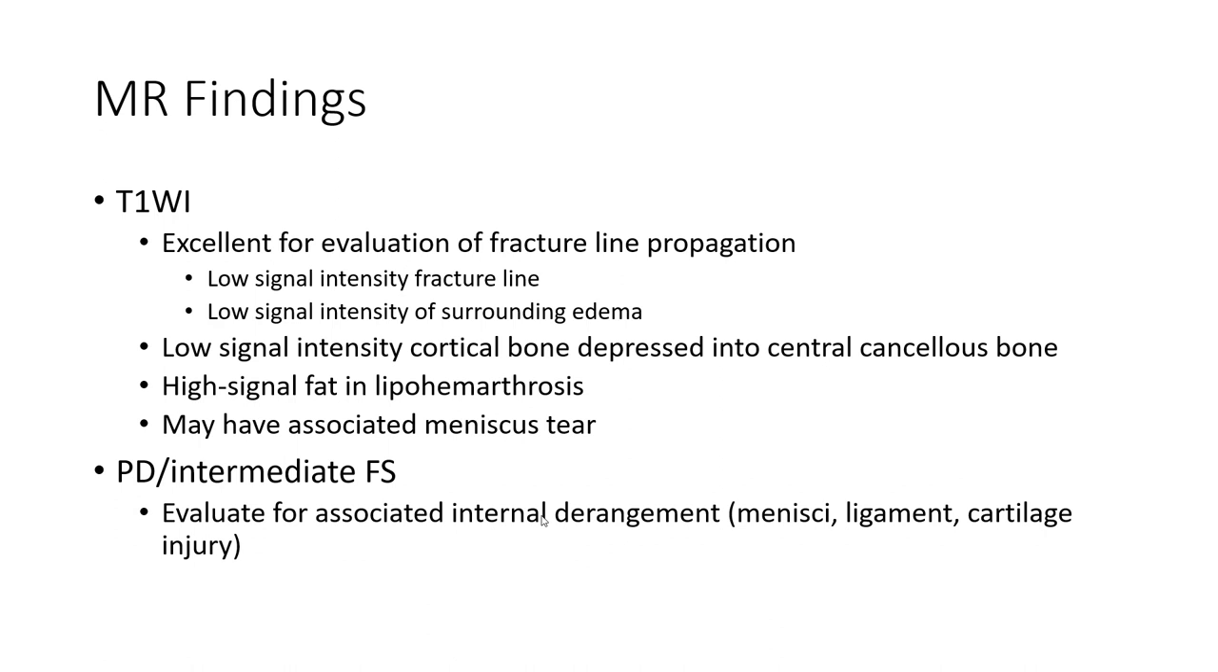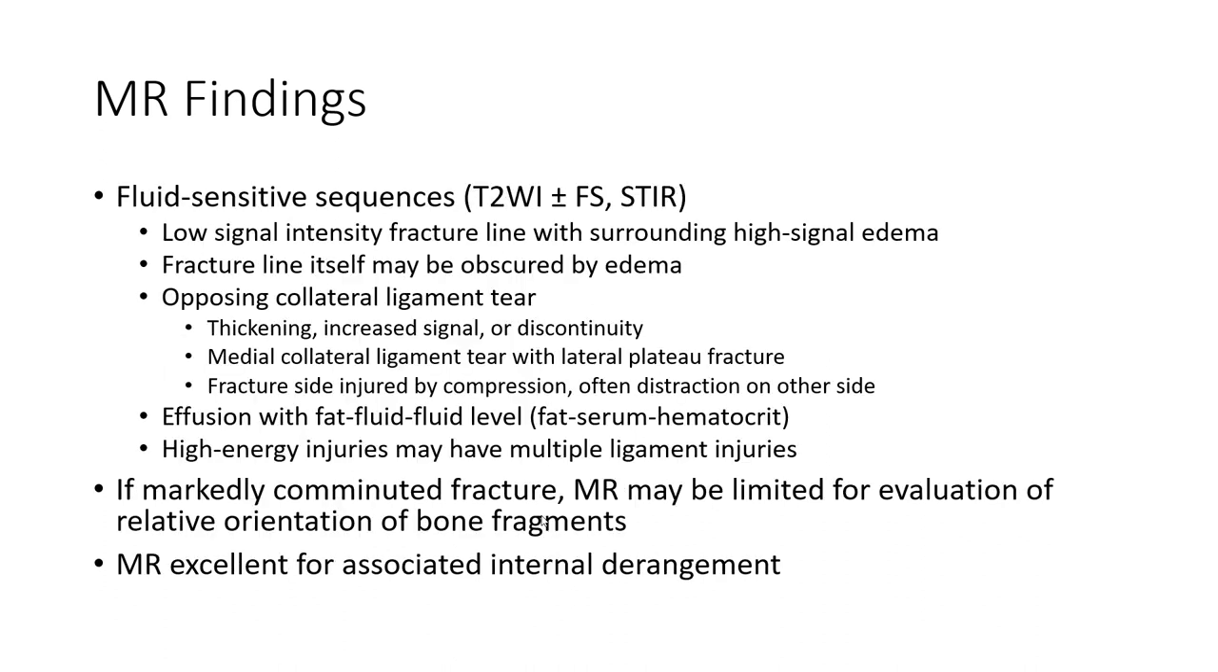On PD intermediate FS, evaluate for associated internal derangement: meniscus, ligament, cartilage. Fluid sensitive sequence shows a low signal intensity fracture line with surrounding high signal edema. The fracture line itself may be obscured by edema. Look for collateral ligament tear and effusion with fat-fluid level, fat-serum-hematocrit. High energy injury may have multiple ligament injury.